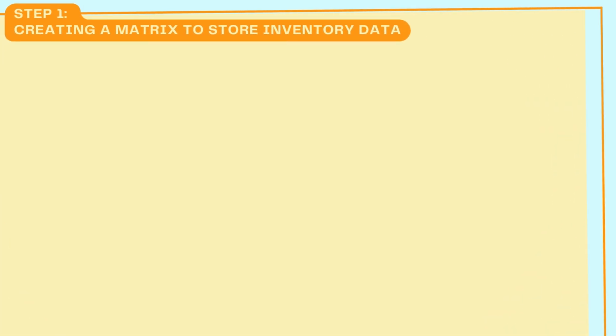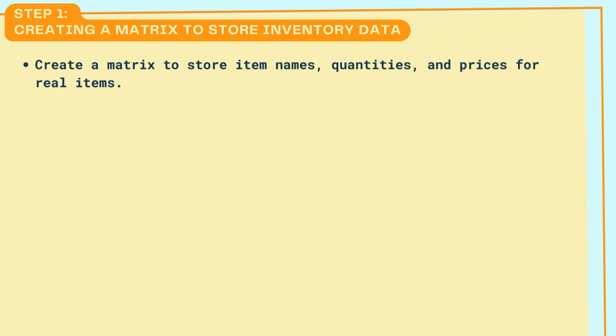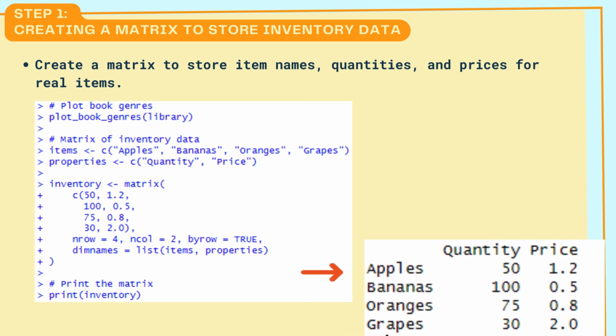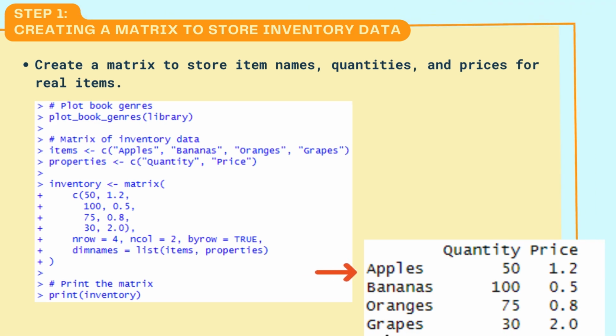Step 1. Creating a matrix to store inventory data. Create a matrix to store item names, quantities, and prices for real items. We created a matrix named inventory to store the quantities and prices of different real items. The output generated is here. The rows represent items, and the columns represent properties, quantity, and price.